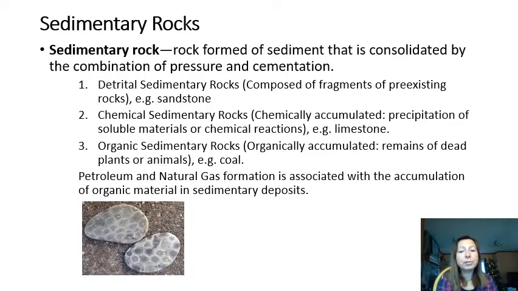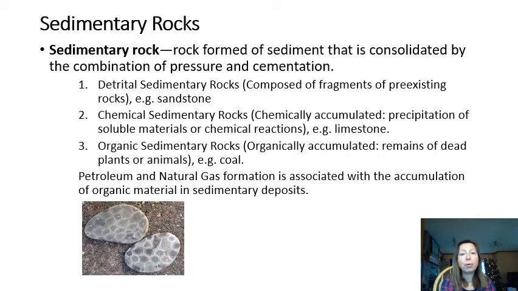The second major class of rocks are sedimentary rocks. Sedimentary rocks, as their name suggests, are formed of sediment that can be consolidated by a combination of pressure and cementation through a variety of different natural processes. There are three types of sedimentary rocks. Those are detrital, chemical, and organic.